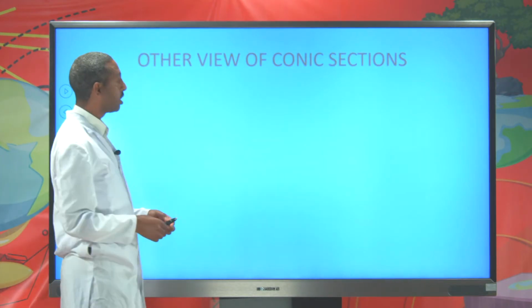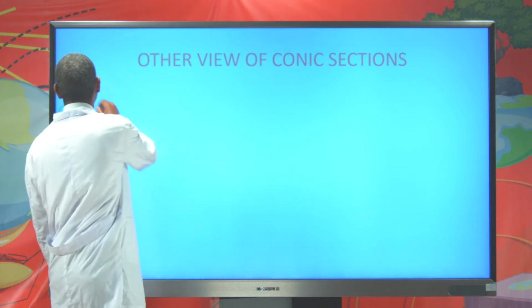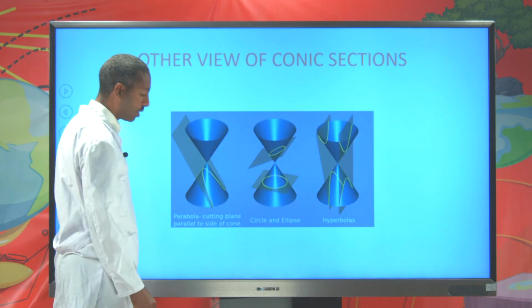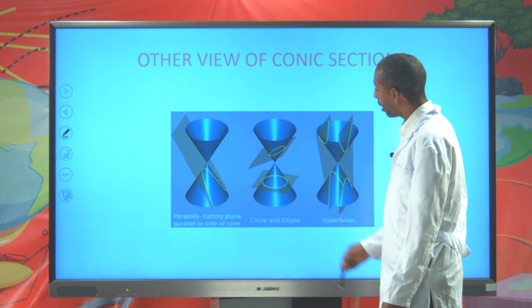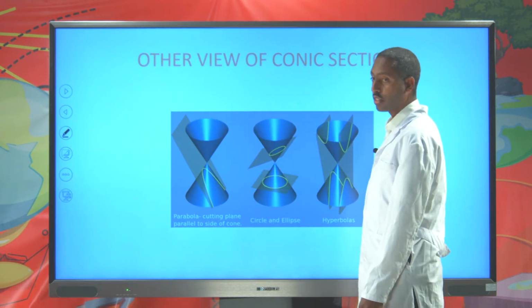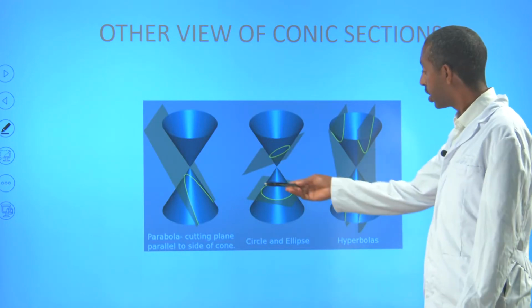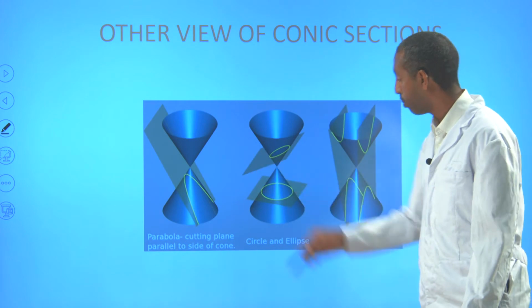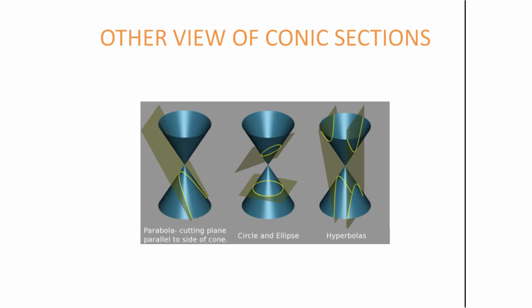So let's try to see also other views of conic sections. Just see this three-dimensional shape. If you observe this 3D shape, a plane may intersect it and form a section. So the section might be, as I mentioned before, a parabola, a circle, or an ellipse, and sometimes also a hyperbola. Good. So let's try to see our learning targets.